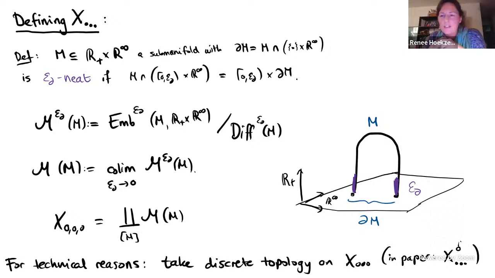Now, of course, I don't want to keep track of a specific collar. So I let the collar width take a colimit going to 0, so that every manifold is ensured to have some nice perpendicular collar, but not of the same width. And then I take X0 to be the disjoint union over all diffeomorphism classes of manifolds of such moduli spaces of manifolds.